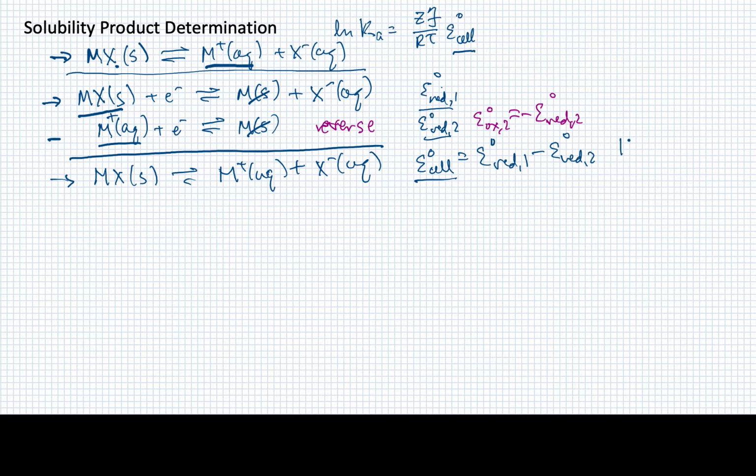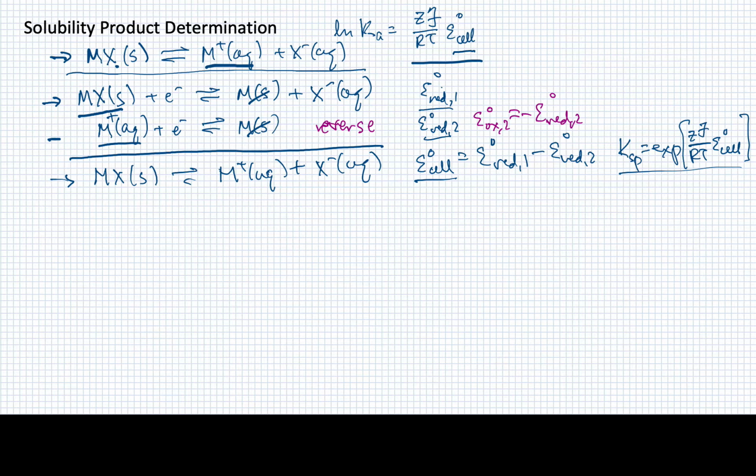So in other words, I would have that KSP is just equal to exponent of all of this stuff up here. So I'd have Z times the Faraday constant over RT times the cell potential. All right, so this gives us a really handy way of taking tabulated information, essentially, and turning it into a solubility product constant. So let's see how this works in practice.